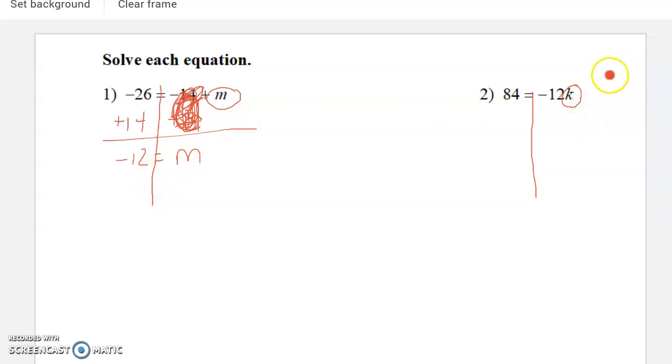Over here, hopefully you recognize that negative 12k is negative 12 times k. So opposite of that is divide. So we are going to divide both sides by negative 12. So we will get negative 7 equals k. Now our variable is all alone, which is what our goal was. And that's solving one-step equations. Our next video, we're going to look at solving two-step equations.